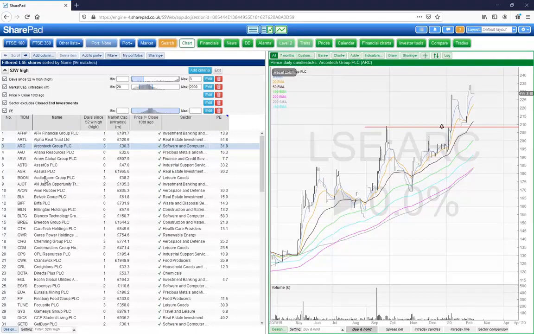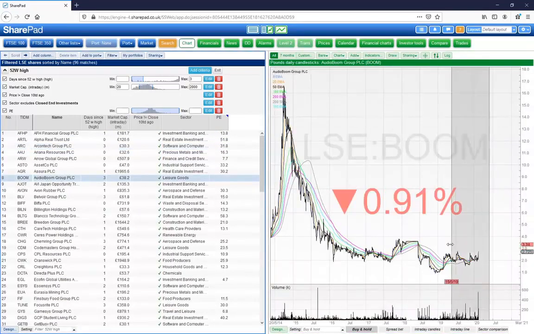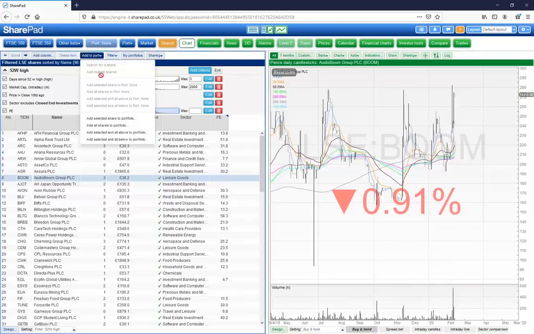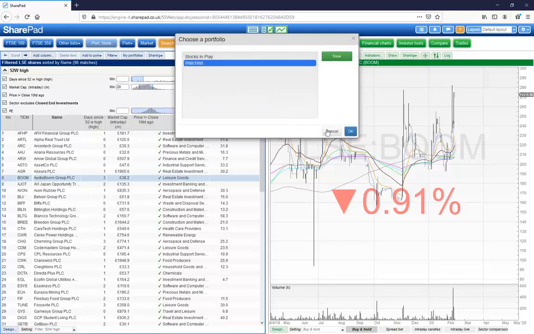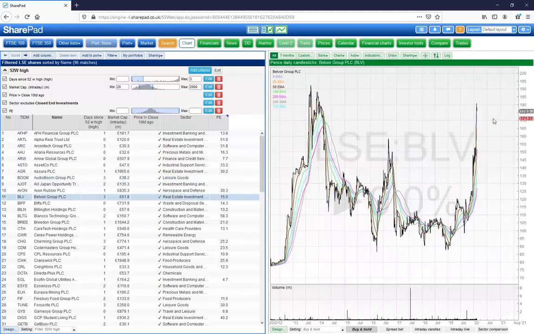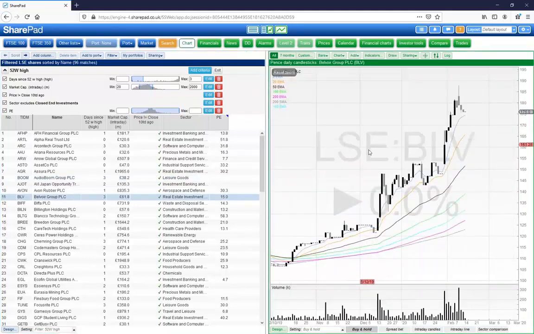So we can see there Audio Boom has popped up again because it's made a new 52-week high, and it's got the volume. So this would be one I'd be interested in. If I haven't added it to the watch list, I will add it now. Belvoir, there was good news recently on this day. I remember it because I read the RNS and then promptly forgot to buy it, which is a bit of a shame.